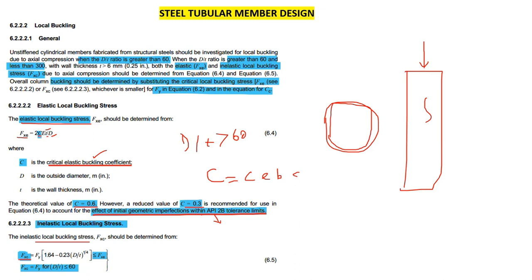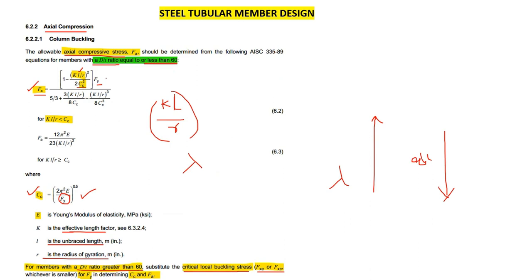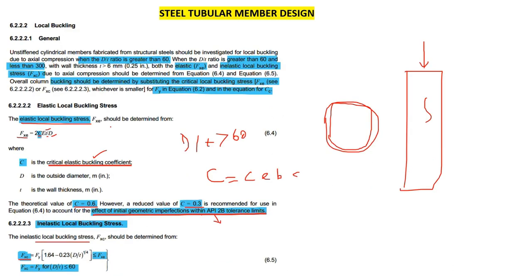If you use 0.3, what would happen? FXE will be less. If you are using 0.6, FXE will be more. If this FXE is more, your allowable stress would also go up, because the allowable is directly proportional to FXC. So if C, this critical elastic buckling coefficient, is increasing, you will get more FXC, meaning more allowable compressive stress. So 0.3 is recommended, and we would be using 0.3 instead of the theoretical value.